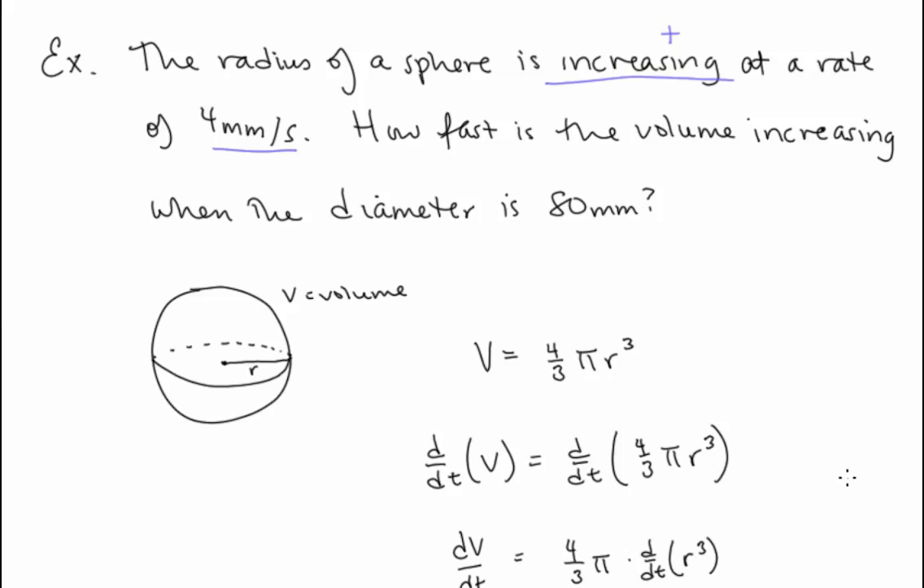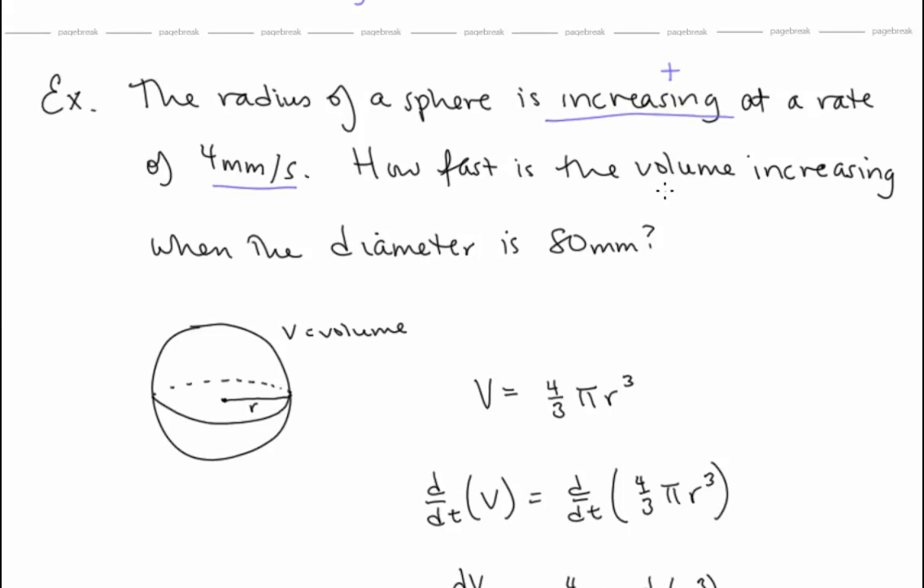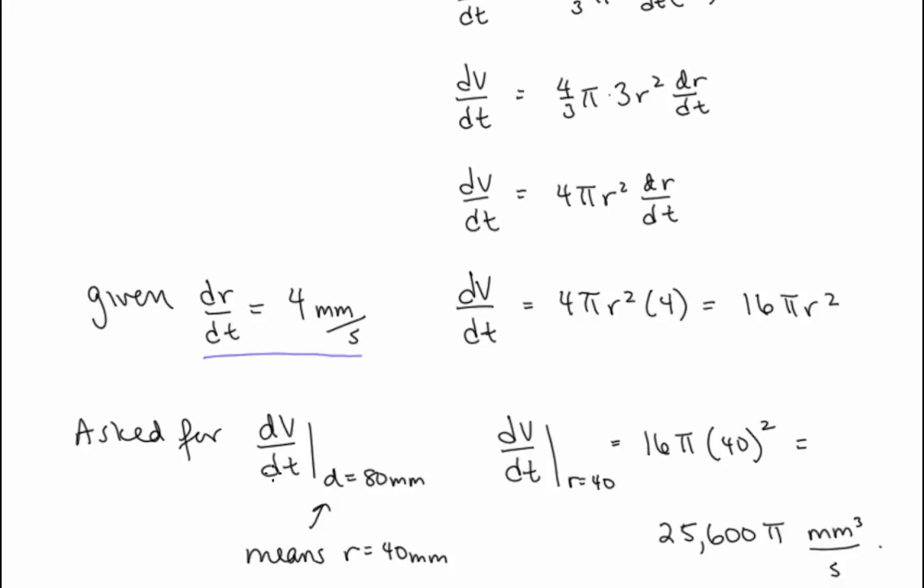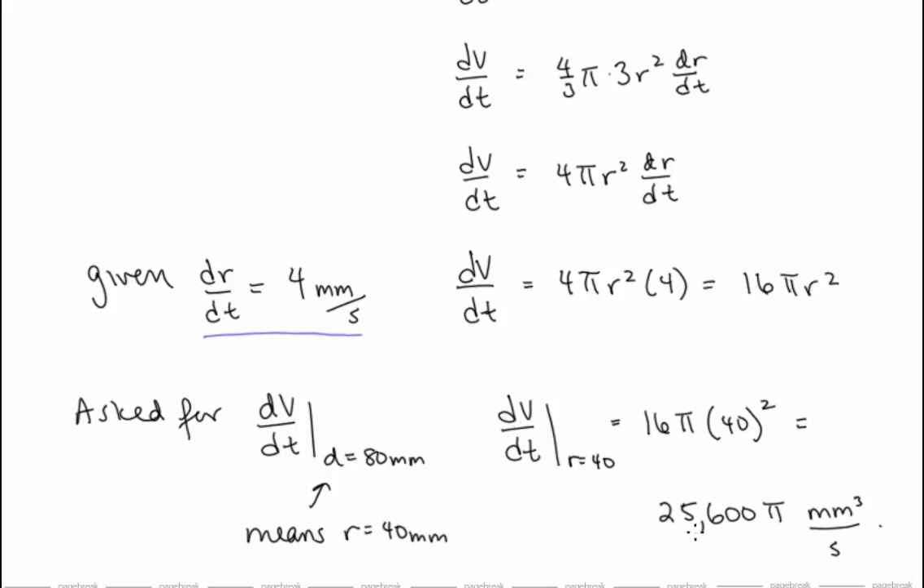And what other information do we have? What are we asked to find? It says how fast is the volume increasing when the diameter is 80 millimeters. So we're asked for dV/dt when the diameter is 80 millimeters, but be careful, there's no place to plug a diameter in here. We have to plug radius in. So saying that d is equal to 80 millimeters is the same as saying r is equal to 40 millimeters. Remember that radius is half the diameter. So we plug in r equals 40 here, and then we solve for dV/dt. So we have 25,600 pi cubic millimeters per second for dV/dt.